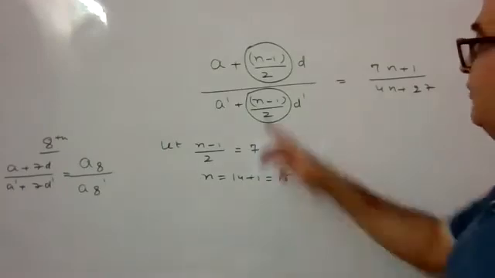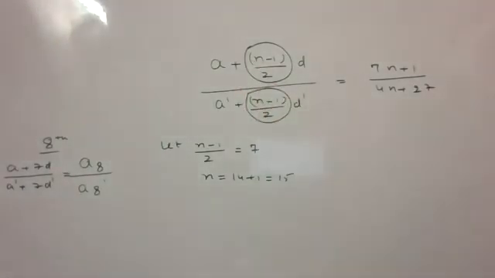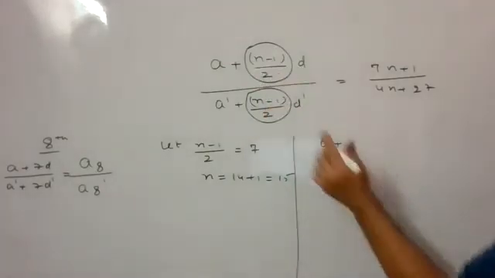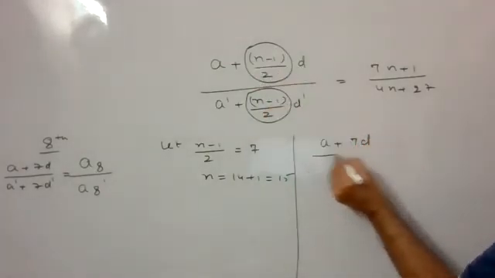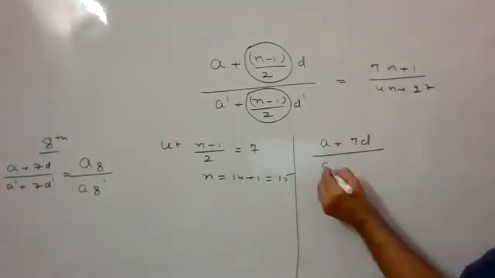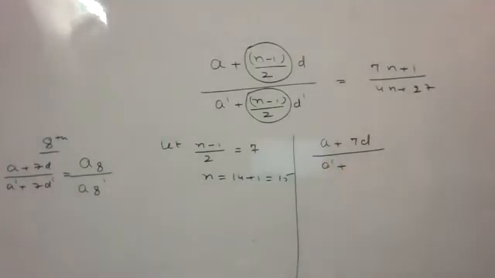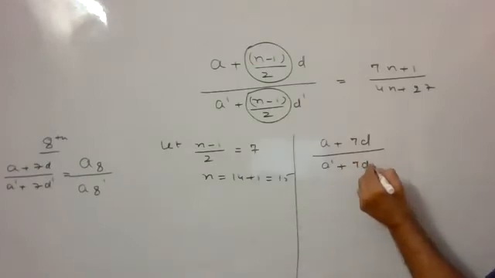So that means n we should put here 15. So now when you solve it, what will it come to? a plus 15 minus 1, that is 14. 14 by 2, it is 7. So it will be 7d, divided by a dash plus 7d dash.